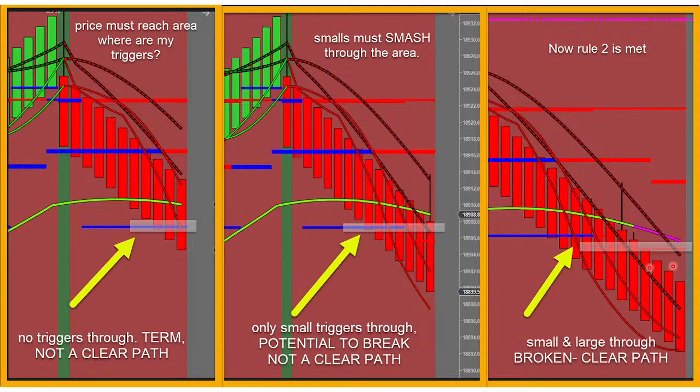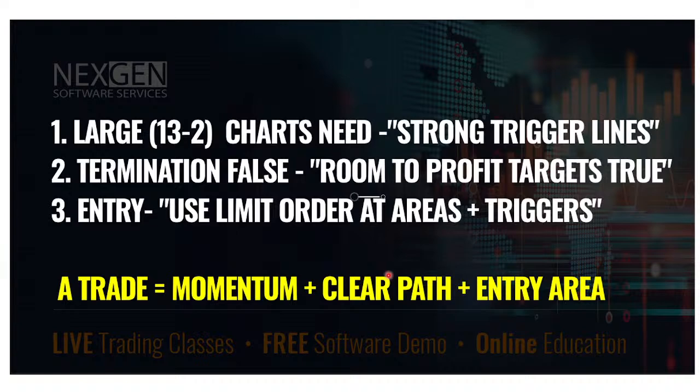Smalls and large get to the other side. Let's look for rules to be met. And then there's that potential, guys. When the small triggers smash through an area, but the large triggers are lagging behind, this is an area that has the potential to break, but it's not broken yet. Which means that it's not a clear path. Which means that under no circumstances can you tell yourself, rule number 2 is met.